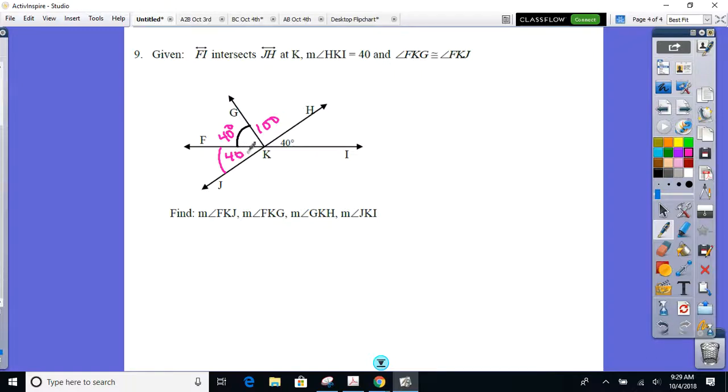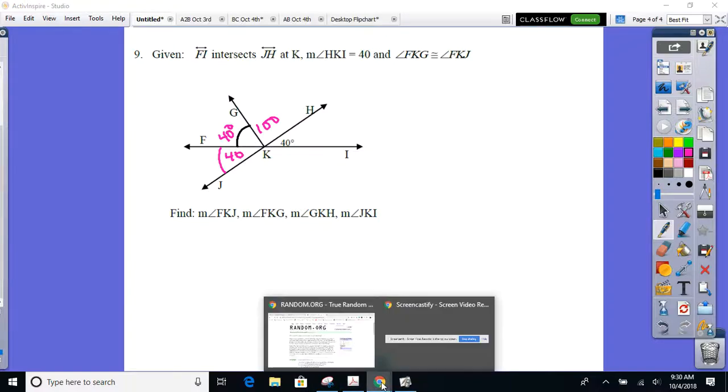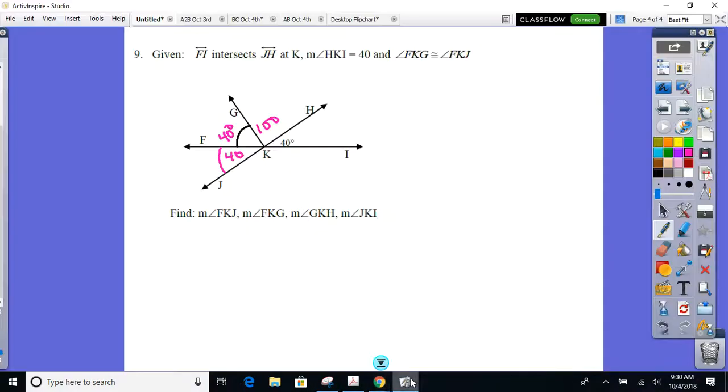All right, now, what do I know about these 2 angles here, the 40 and the one next to it? What do I know about these 2 angles? They add to 180. They're a linear pair. They're supplementary. So if that's 40, this will be 140.